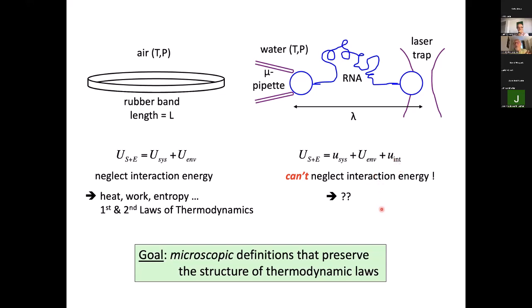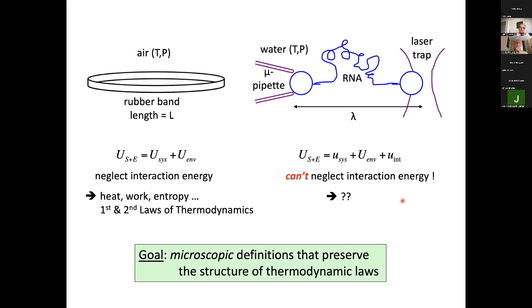So at this point, if we want to write down, let's say, a first law and a second law of thermodynamics, we might take the following approach. We might say, well, in the macroscopic case, we had this very nice first law and second law because we were able to ignore the interaction energy. In the microscopic case, when the interaction energy is no longer negligible, maybe we'll need to write down some correction terms to the first and second law. So the first and second law may need to be modified with correction terms that account for this interaction energy. So that's one potential approach to this.